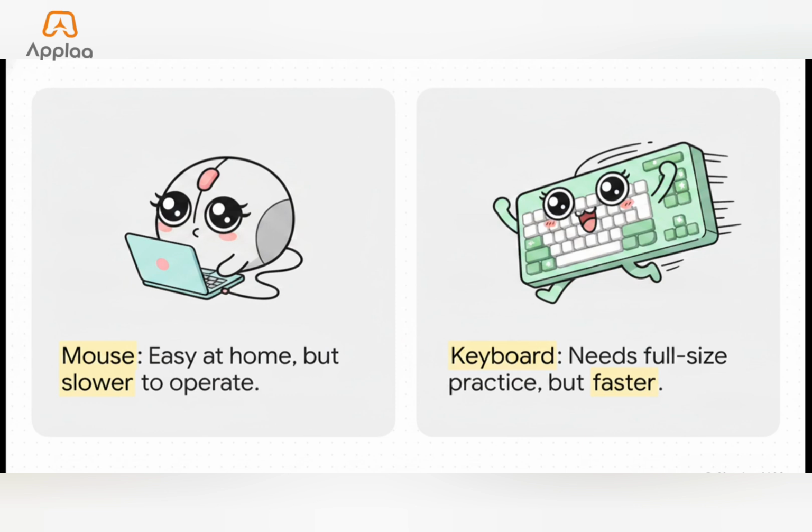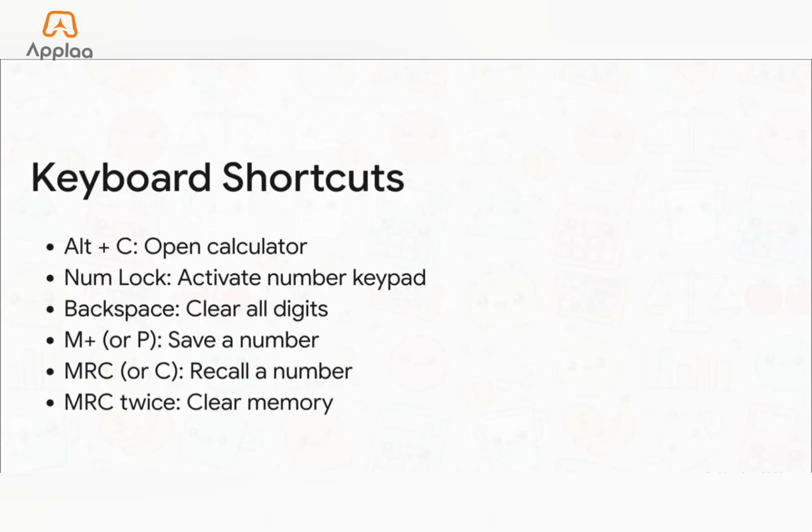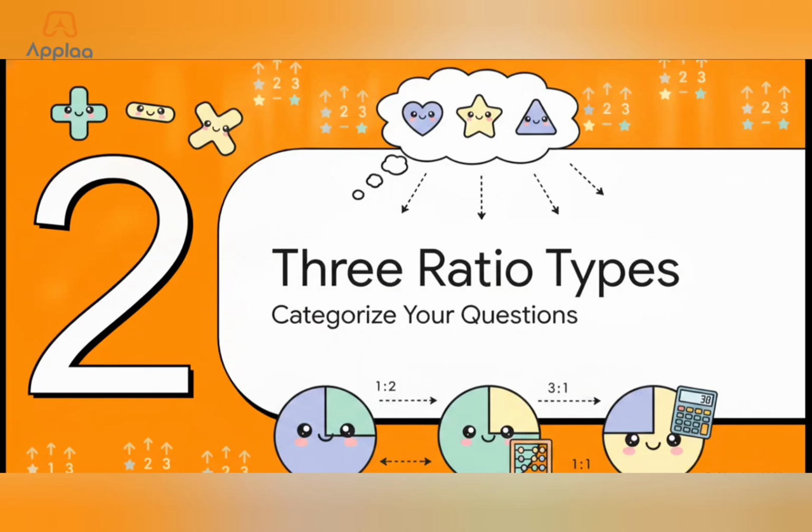Trust me on this. Look at how these essential shortcuts, like hitting Alt+C to open the window, can shave actual seconds off your runtime. The memory functions are absolutely crucial for those complex multi-step calculations. Hitting M+ or the letter P saves a number and MRC recalls it. Just remember to clear the memory by hitting MRC twice. Oh, and keep in mind the limits. There's no square or power button on this thing, so you're still going to need some sharp mental math for the basics.